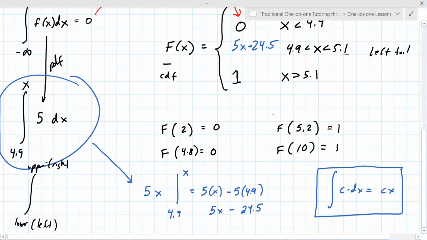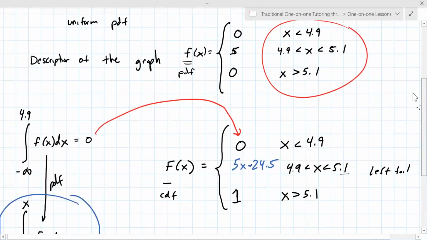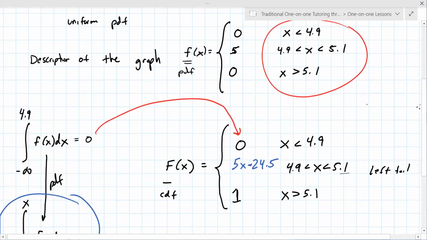I'm trying to look at both the little f of x and the big F of x. Sure. The difference is that for F of x, the CDF, this big one down here, we integrated, and for the PDF we didn't have to integrate. And notice, if you take the derivative of 5x minus 24.5, you get 5 up here.